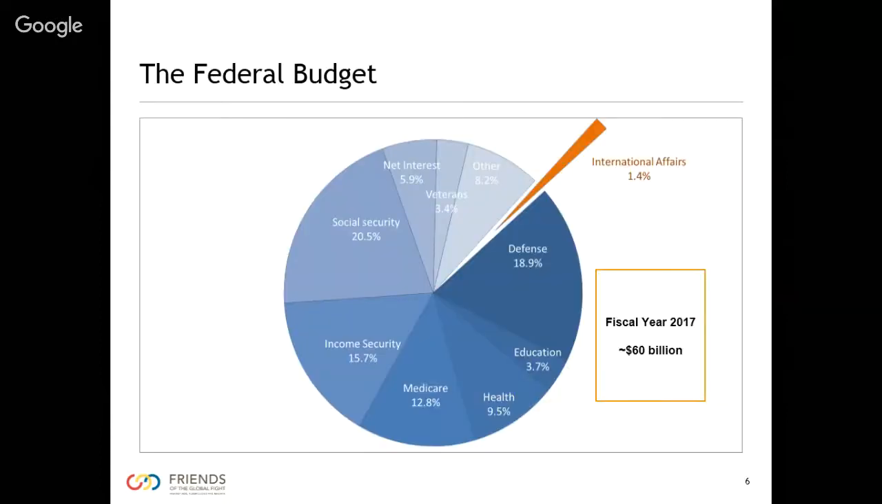So in terms of the federal budget, the international affairs portion of the budget makes up a small percentage of the entire budget at 1.4%, or roughly $60 billion. In a Kaiser Family Foundation study published in early 2015, the average respondent thought that 26% of the entire federal budget went to foreign aid, more than Social Security or Medicare, in fact.